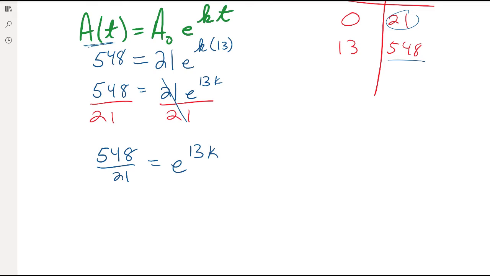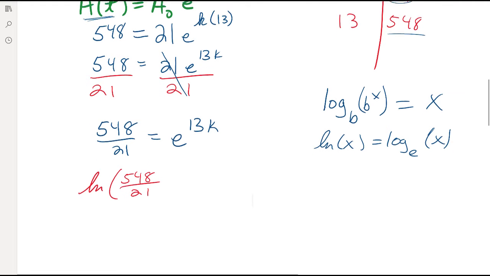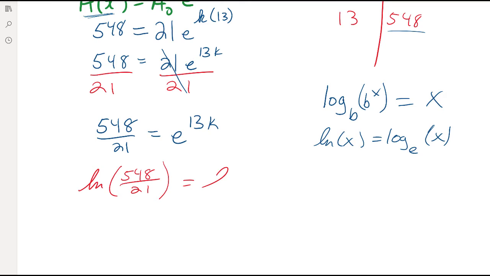Now, we're going to exploit this rule. Remember log base b of b to the x. If you recall, when the base of the log is the same as the base of the exponential, the answer is just the exponent. Keep in mind, a natural log is simply a log with base e. So natural log of x is log base e of x. So basically what I'm saying is I want to take natural logs of both sides of this equation. So natural log of 548 over 21 has to equal the natural log of e to the 13k.